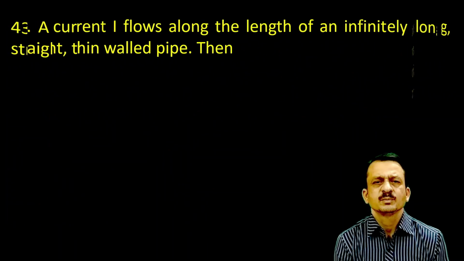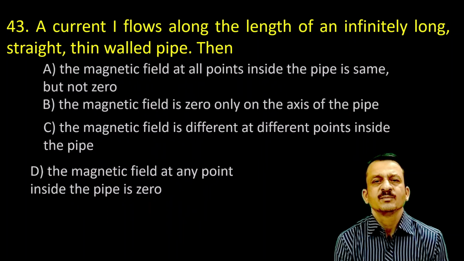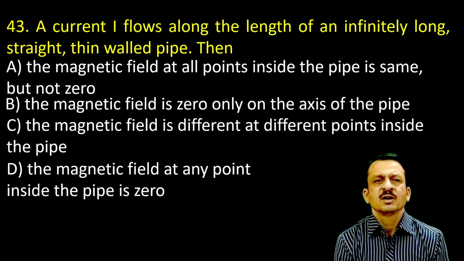Next problem. A current I flows along the length of an infinite, long, straight, thin parallel pipe. Then the magnetic field at all points inside the pipe is same but not zero. The magnetic field is zero only on the axis of the pipe. The magnetic field is different at different points inside the pipe. The magnetic field at any point inside the pipe is zero.